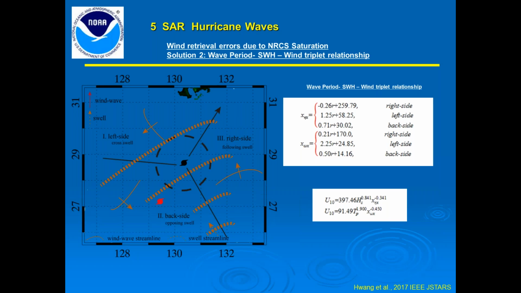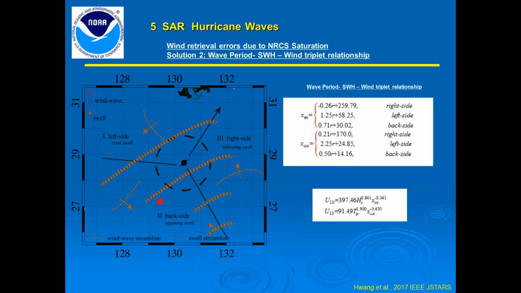Studies have shown, by NRL people in this paper, that they derived the empirical relationship in the 3 domains of a hurricane system: the right-hand side, behind side, and left side. So they all have this empirical relationship derived from the wind measurements. So we try to use this type of approach to estimate hurricane wind.